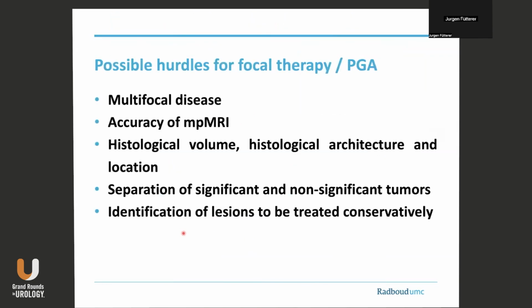So what are the possible hurdles for focal therapy or partial gland ablation? From the radiology point of view, we know prostate cancer is a multifocal disease, and there is the question of accuracy of imaging. What about the histological volume? Which patients will benefit from focal therapy and which patients will not?